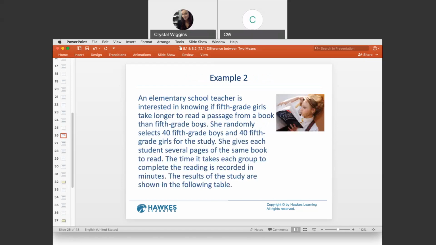Let's look at another example. An elementary school teacher is interested in knowing if fifth grade girls take longer to read a passage from a book than fifth grade boys. She randomly selects 40 fifth grade boys and 40 fifth grade girls for the study. She gives each student several pages of the same book to read. The time it takes each group to complete the reading is recorded in minutes, and the results are as follows.